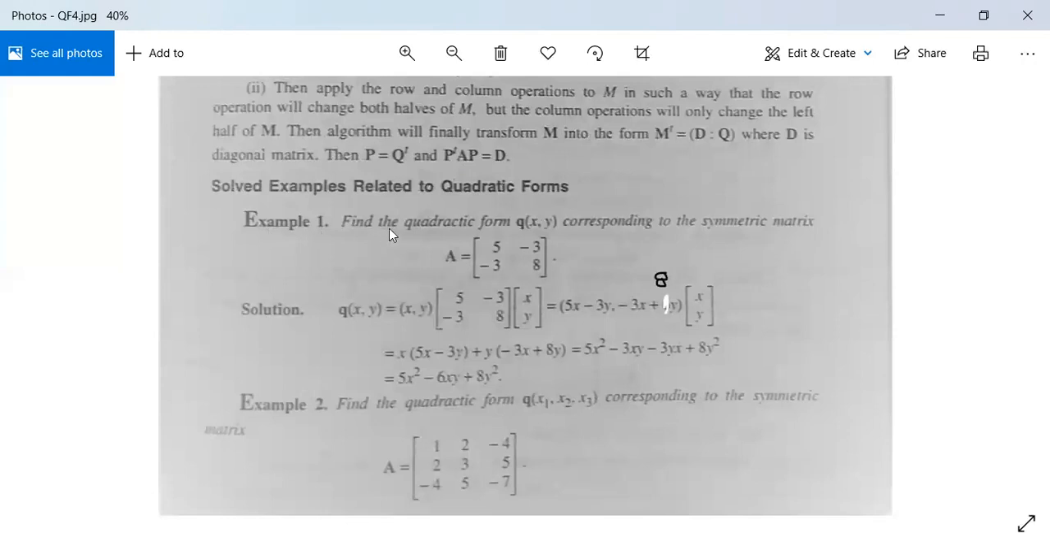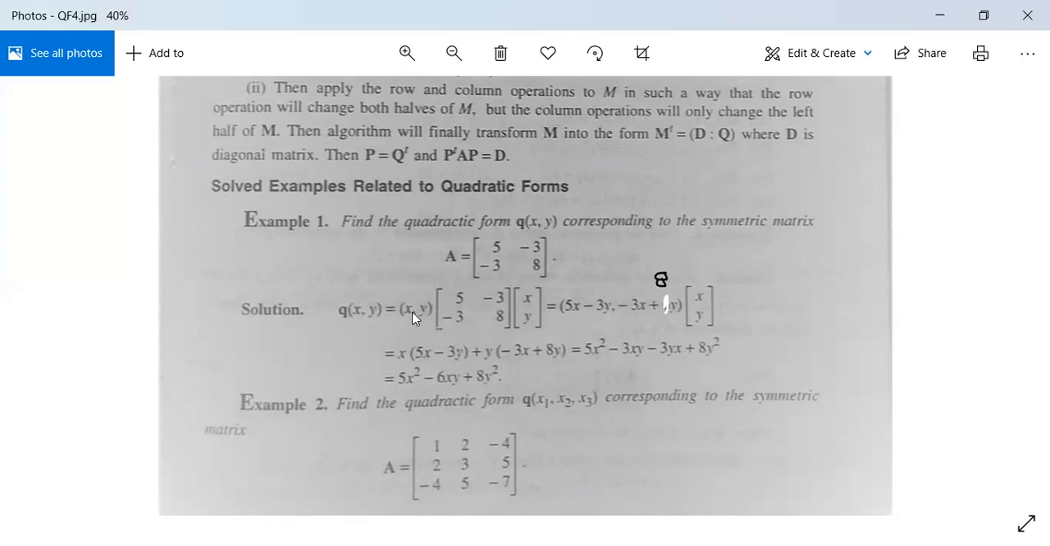example one. Find the quadratic form Q(x,y) corresponding to the symmetric matrix A equal to [5 -3; -3 8]. See the solution. The quadratic form Q(x,y) is written as [x y] times [5 -3; -3 8] times [x; y]. See here, earlier we defined the quadratic form as [x1, x2, ..., xn], the matrix A and column vector [x1, x2, ..., xn]. Since here we have two variables x and y, that is why this is only [x y]. This is the matrix A and this is column vector [x; y].